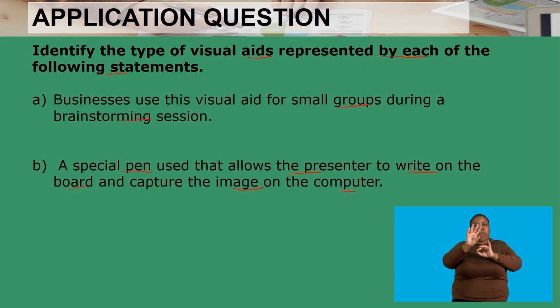So the first statement talks to this visual aid. This is your flip chart, because it is used by a small group, and as you know, a flip chart is not a very big visual aid, so it would be appropriate for a small group during a brainstorming session so that ideas can be captured.